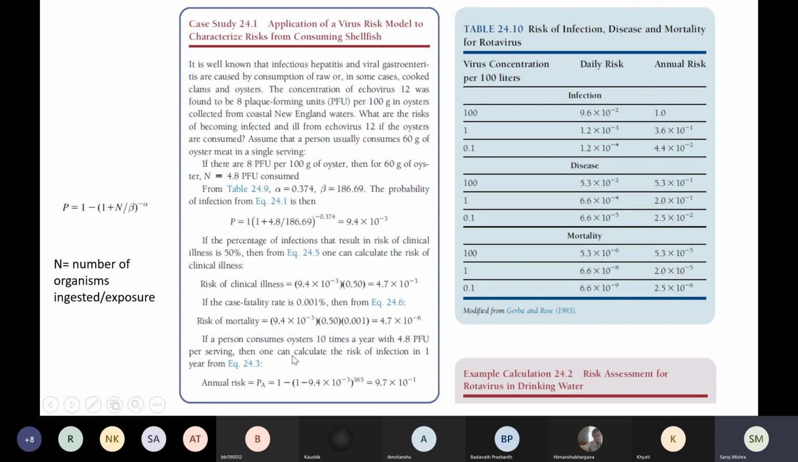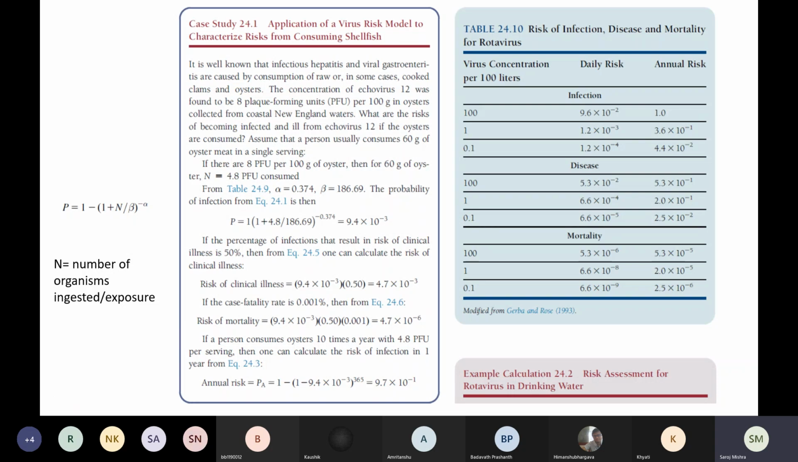If a person consumes oysters 10 times in a year, then the annual risk is going to be so much. Okay, so having integrated all of this information, you can take a call and you can inform a person that, look, this is the risk which you are facing. So if in a year you're going to eat the oyster meat 10 times, then your risk of infection is so much, or your risk of mortality is so much. Okay, so that is what risk assessment is.